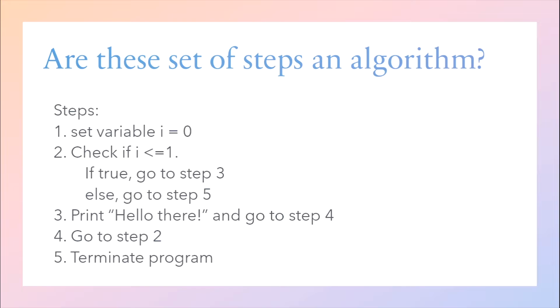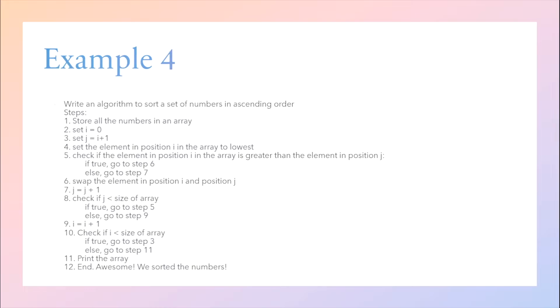So this set of steps is actually not an algorithm because it never terminates the program. For a set of steps to be an algorithm, the steps need to be finite and they need to terminate the program. So let's take a look at this last example and we're going to wrap up the video for today. For this example, we're going to write an algorithm to sort a set of numbers in ascending order.